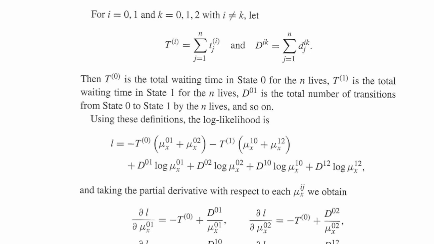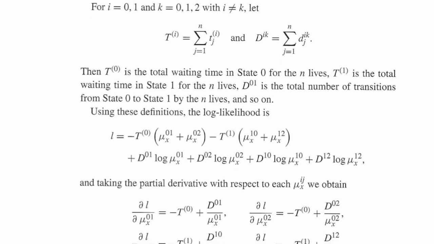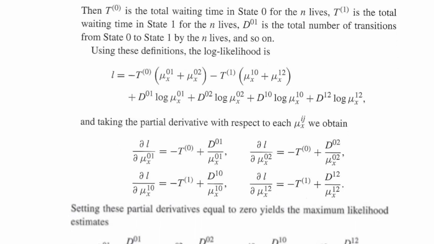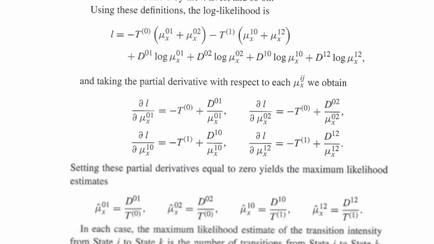T_i is the sum of all t_ji for all j's, and d_ik is the sum over all j's of d_jik. Then T_0 is the total waiting time in state 0 for n lives. T_1 is the total waiting time in state 1 for n lives, and D_01 is the total number of transitions from state 0 to state 1 by n lives, and so on. Using these definitions, the log likelihood function becomes simpler.